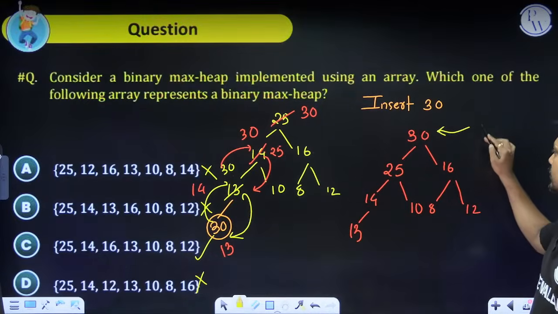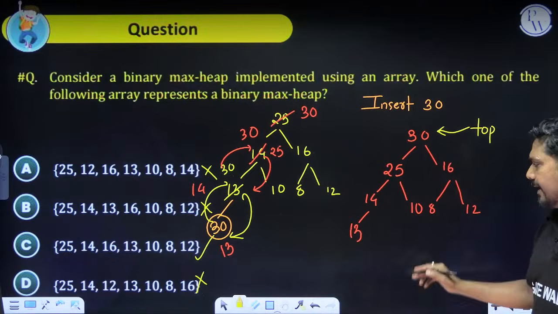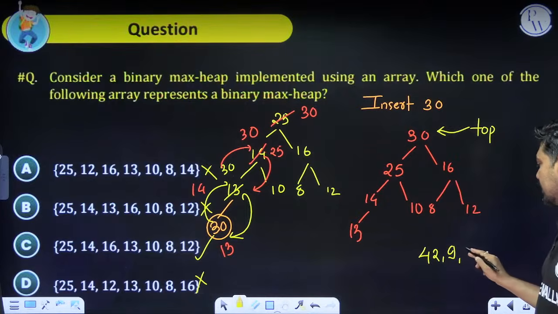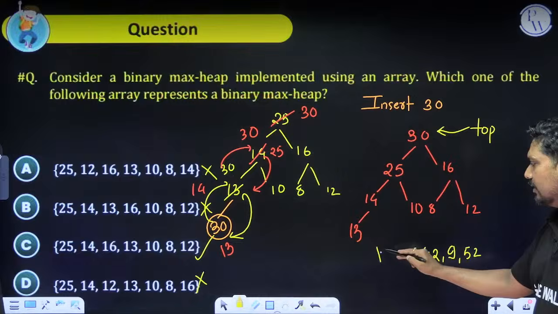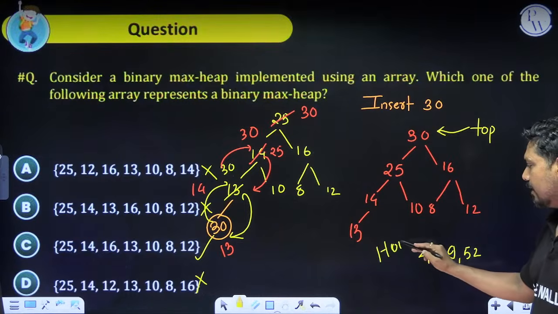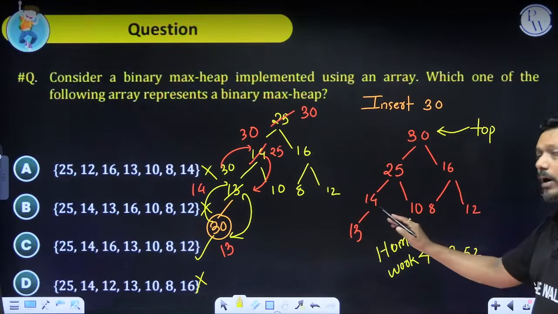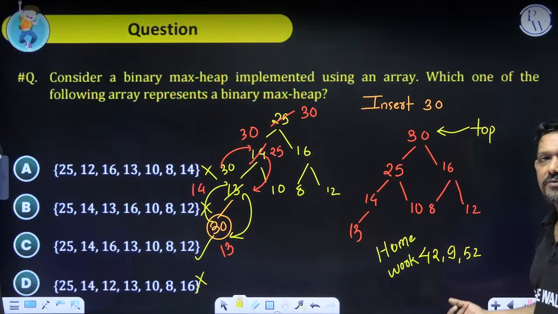Now my homework to you, to complete tomorrow: insert the values 42, 9 and then 52. Insert these three elements into this tree one by one at the end: 42, 9 and 52.